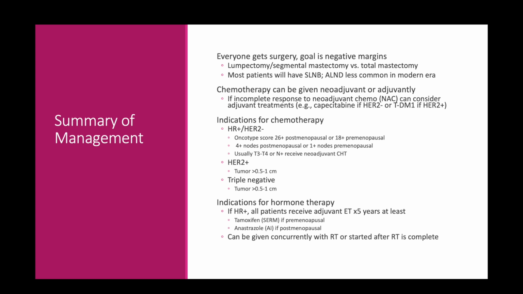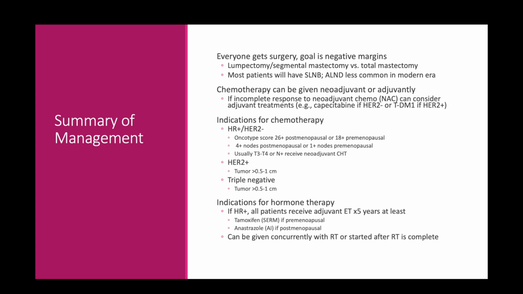If they have 4 or more positive nodes and they're postmenopausal, or if they have any positive nodes and they're premenopausal. And typically, if they have T3 to T4 disease or N positive disease, they will receive neoadjuvant chemo. For HER2 positive and triple negative for chemotherapy, it's typically more of a size cutoff.